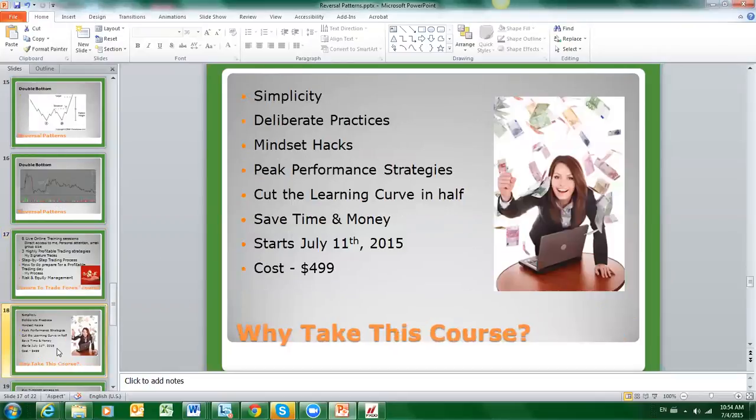And then we have, why should you take this course? One, I keep things really, really simple. I am not a big indicator person. I look at price action. What's price doing? And that is the best indicator in itself. Most of the indicators are lagging indicators, so they're not very helpful.